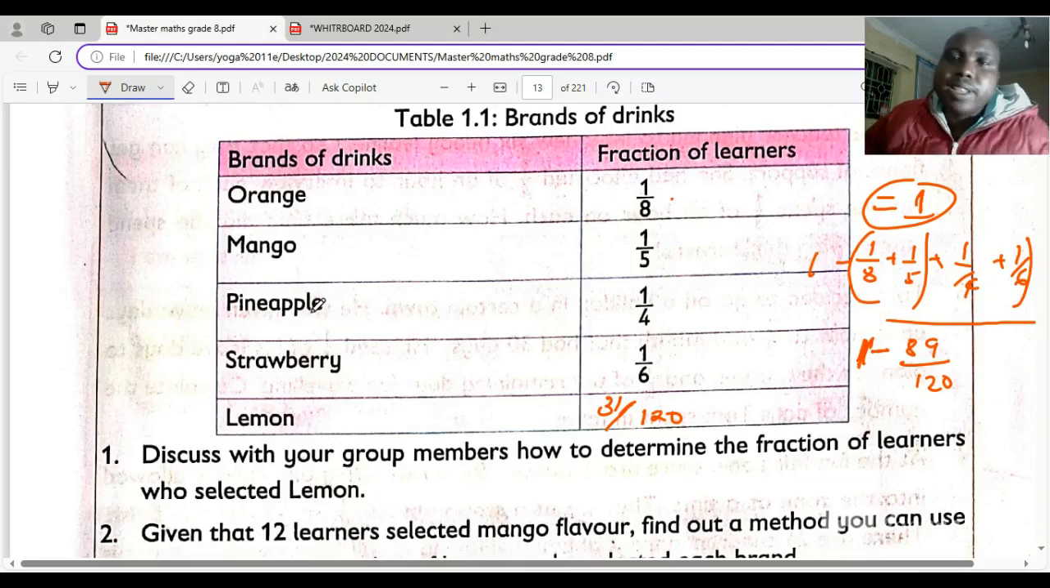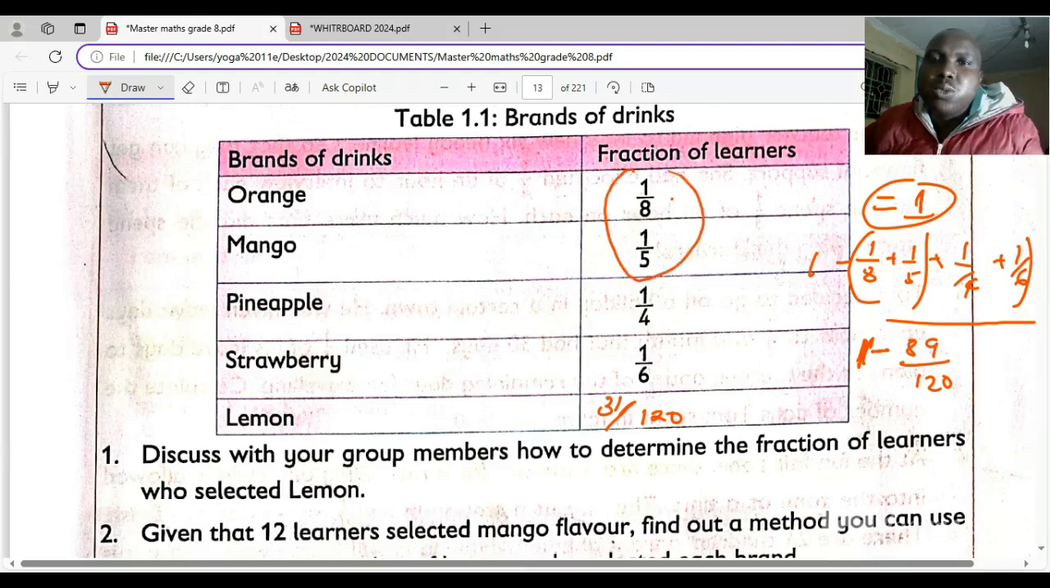So in other words, we are saying if you have two fractions and there is another one, for example if we had orange, mango and then pineapple. For orange and mango we are given the fractions, and we don't have this one, and there are only 3 items here, 1, 2, 3. So to get the third one, you add the ones you have been given and then you subtract from 1, because fractions total up to 1, a whole.